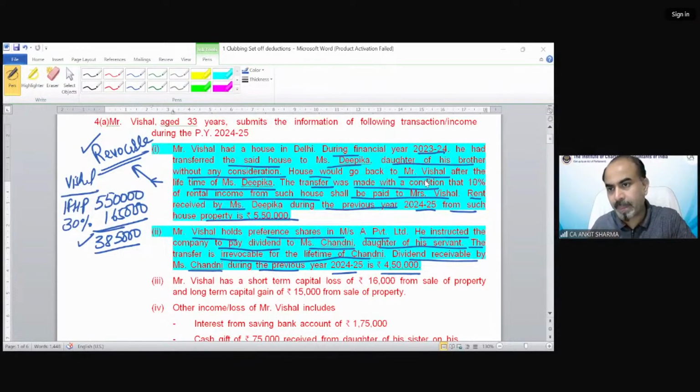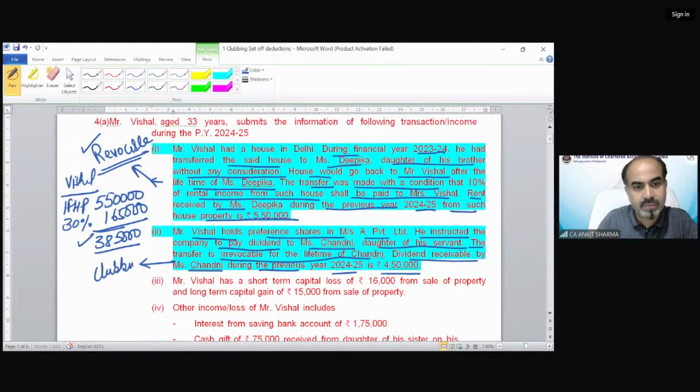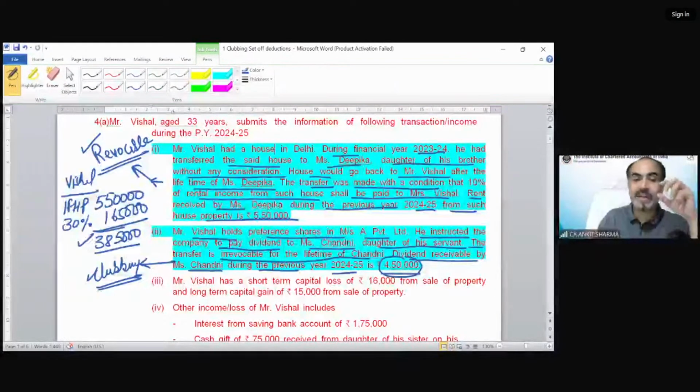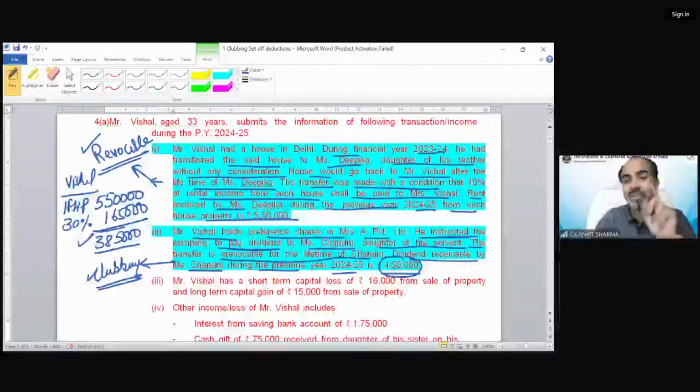Okay, the correct answer is that clubbing needs to be done. There would be clubbing. Why? Because only income has been transferred. There was a point I discussed today also, that in clubbing, if there is transfer of income without transferring the asset, there would always be clubbing. And you can see what Mr. Vishal says. He instructed the company to pay dividend to Chandni only. He does not transfer the share in the name of Chandni.